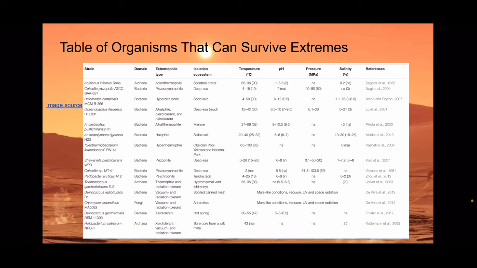There is also another one here called Pedobacter arcticus, another bacteria which is a psychrophile. Psychrophile meaning that it can survive in very cold temperatures. It is typically found in the tundra soil. You can feel free to look at all of these other extremophile types, bacterias, and archaeas, and see which types of environments they are capable of surviving in.